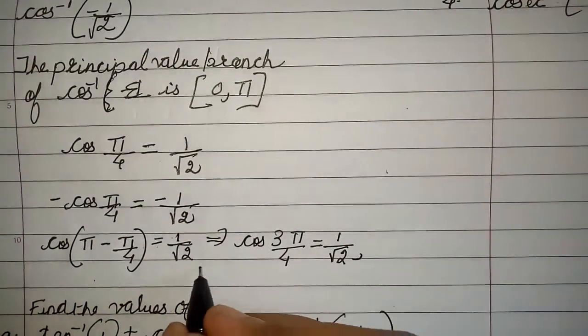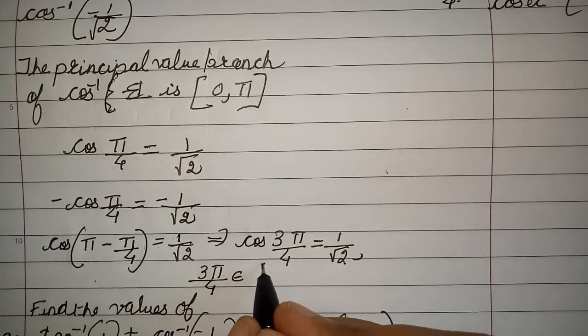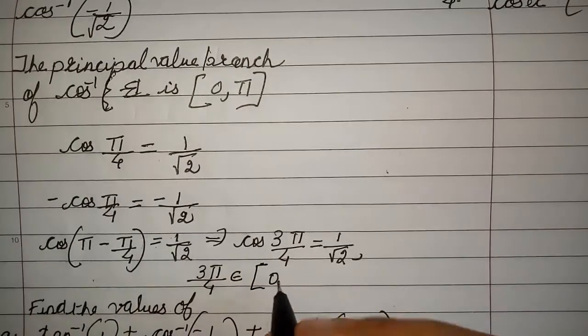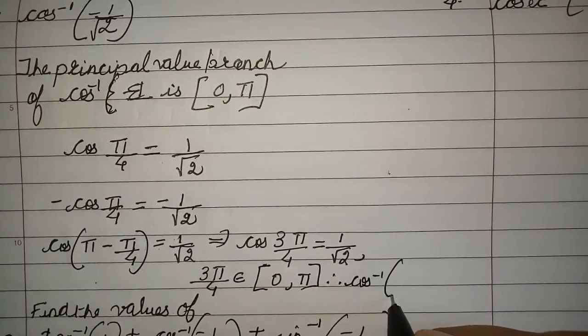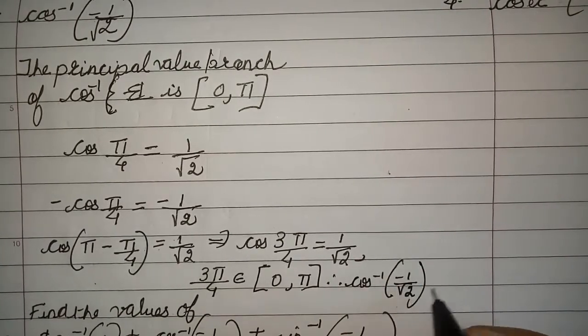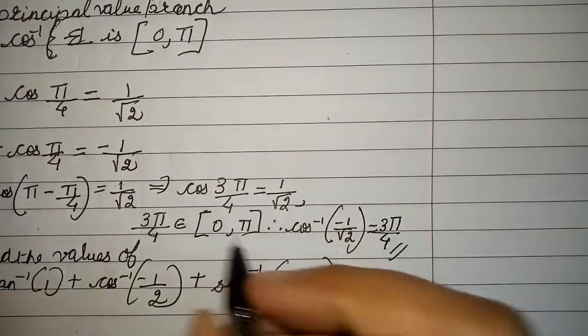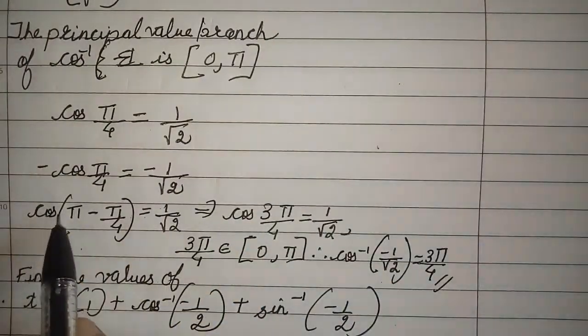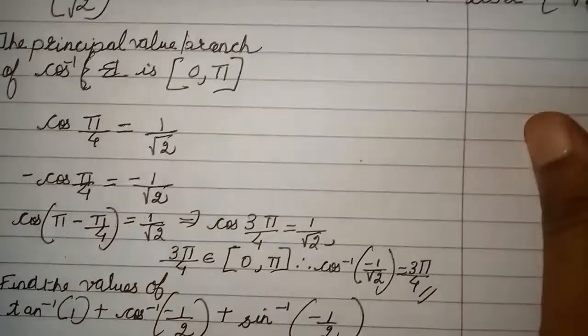And what happens? 3 pi by 4 is how many degrees? Yes, 135, right? 45 into 3. Therefore, cos inverse of minus 1 by root 2, its principal value branch happens to be 3 pi by 4. So here a different concept is used. Here you have used the formula cos of pi minus theta, which I have already studied last year, right?